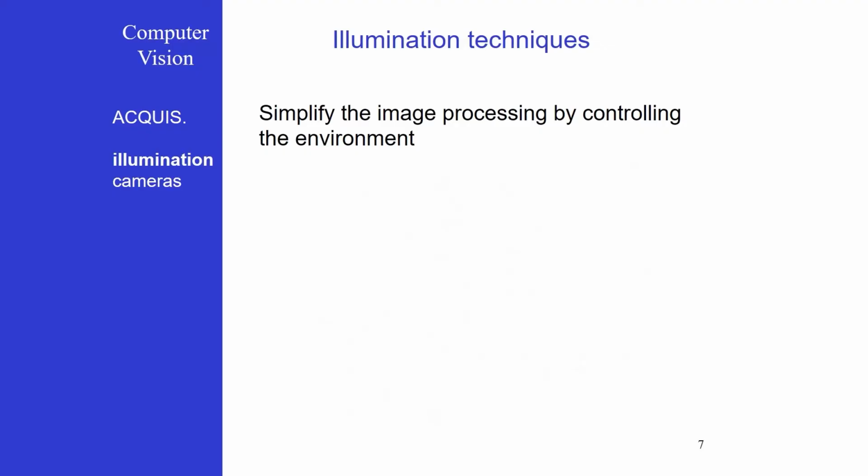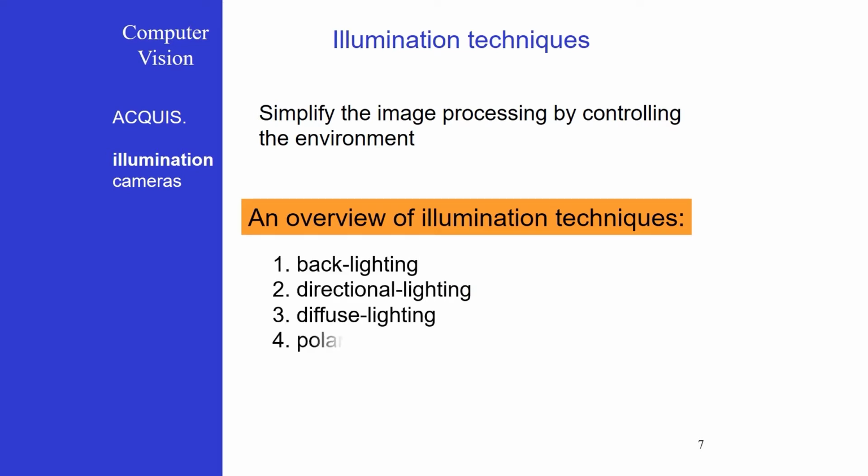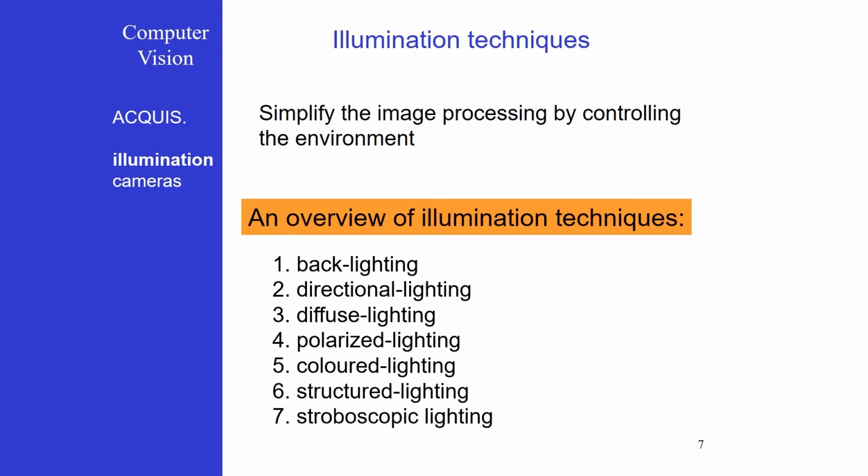Here we'll now give a number of examples that we will discuss, like backlighting, directional lighting, diffuse lighting, polarized lighting, color lighting, structured lighting, and stroboscopic lighting. So we will quickly run through all of those, explaining why they may simplify the image processing problem.